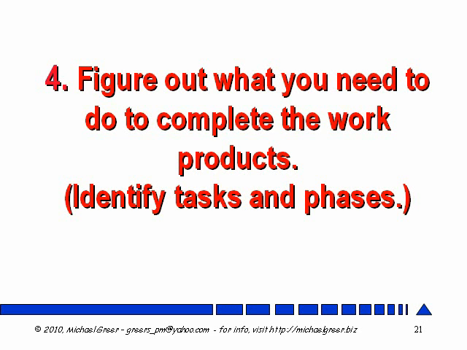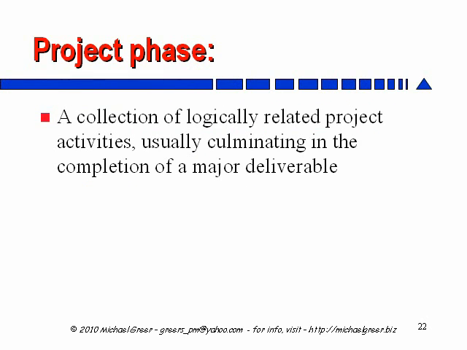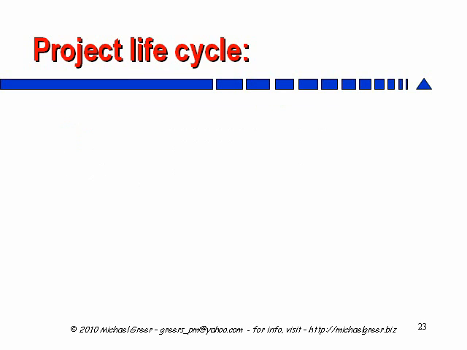Next, step 4. We need to figure out what you need to do to complete all those work products you identified in the last step. In other words, you need to identify your tasks and phases. Now, a project phase is a collection of logically related project activities that culminate in the completion of a major deliverable. So for a house, you'd have a framing phase or a foundation phase, or for a movie, you'd have a script writing phase, and so forth.